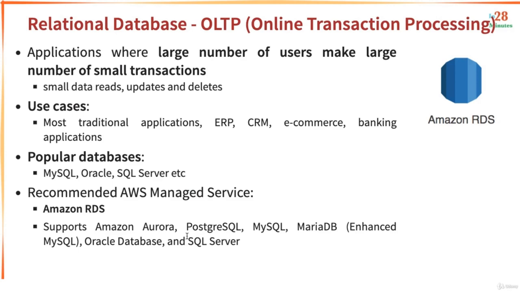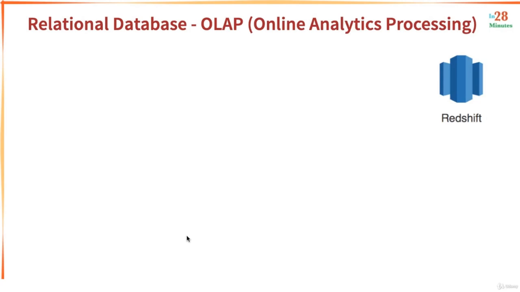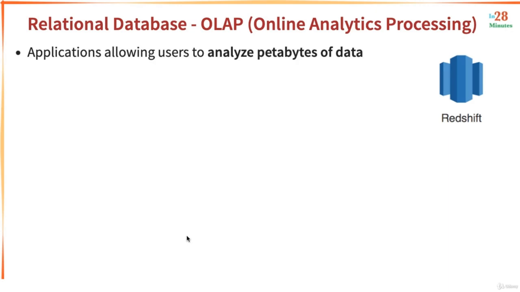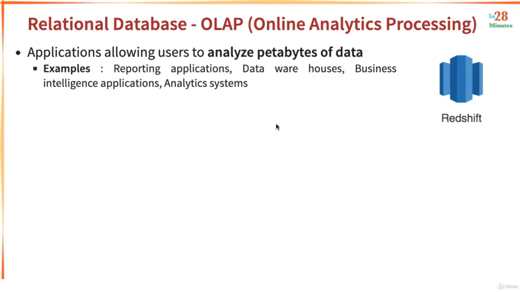The other option when it comes to relational databases is online analytics processing. Now, how is online analytics processing different? In online analytics processing, we have applications that allow users to process petabytes of data. So these are big data scenarios. For example, reporting applications, data warehouse applications, business intelligence applications, and analytics systems.